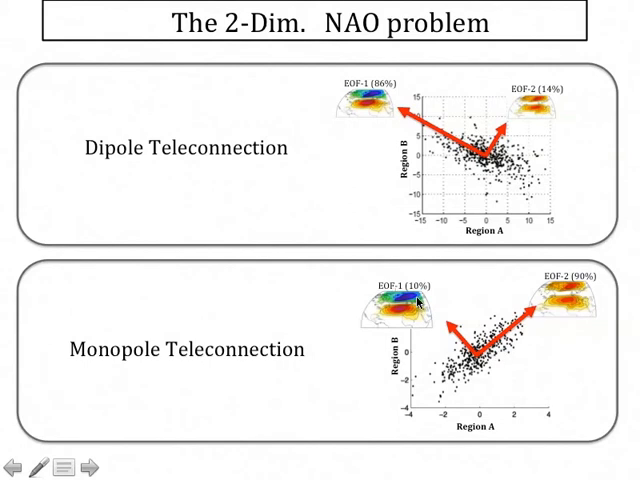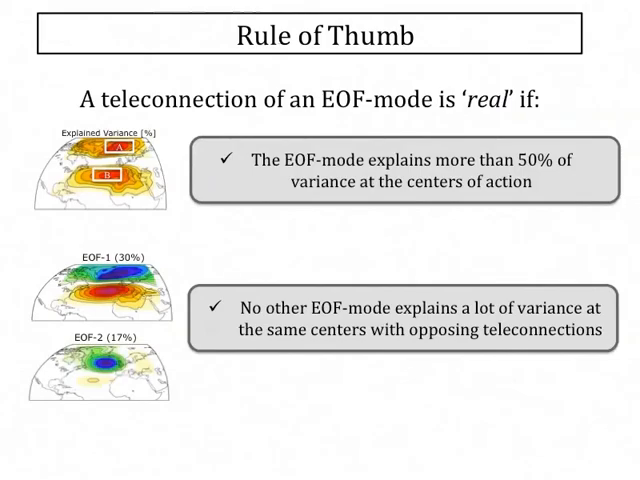So in the dipole case, that means our cloud basically has this anti-correlation. And if you have a monopole teleconnection, we would have the cloud forming a positive correlation. And in the dipole case, you would have a dominant dipole explaining more variance than any other mode. And if it's a monopole case, then the monopole would explain much more variance than any other mode. You can simply get this from this two-dimensional view.